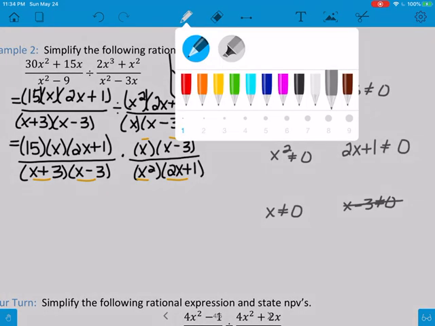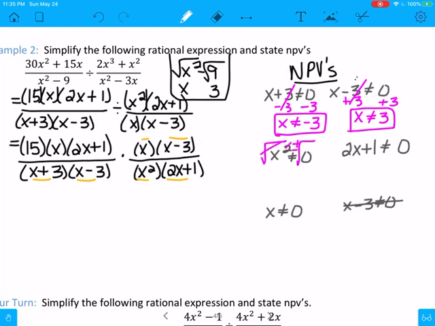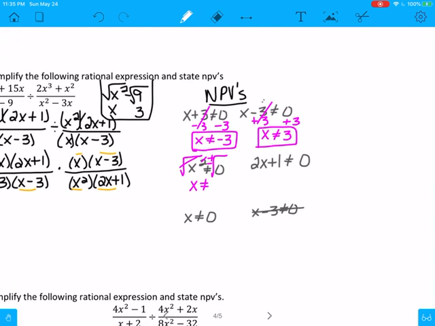Okay. So I'm going to subtract 3 from both sides. I'm going to get x cannot equal negative 3. So I'm going to add 3 to both sides. I'm going to get x cannot equal positive 3. Take the square root, plus or minus. The square root of 0 is 0, so x cannot equal 0. And it's already stated down here, so I don't need to state it twice. Then here I'm going to subtract 1 from both sides, and I'm going to get 2x cannot equal negative 1.